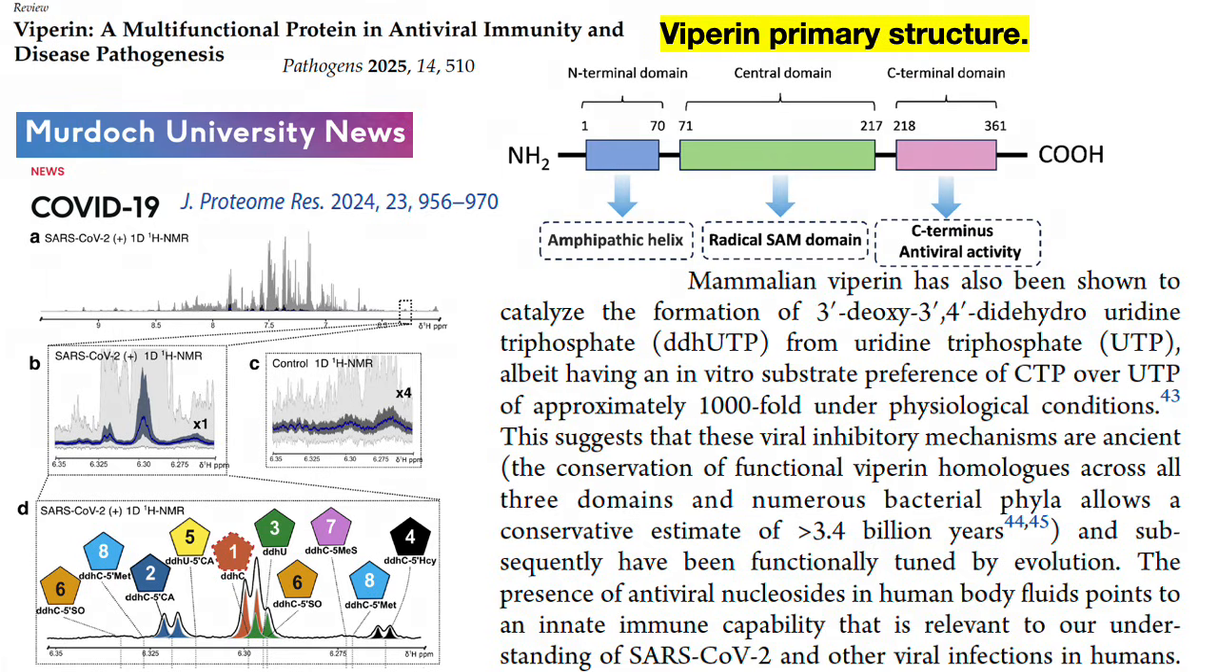The conservation of functional Viperin homologs across 3 domains and numerous bacterial phyla allows a conservative estimate of greater than 3.4 billion years, and subsequently have been functionally tuned by evolution. The presence of antiviral nucleosides in human bodily fluids points to an innate immune capability that is relevant to our understanding of SARS-CoV-2 and other viral infections in humans.